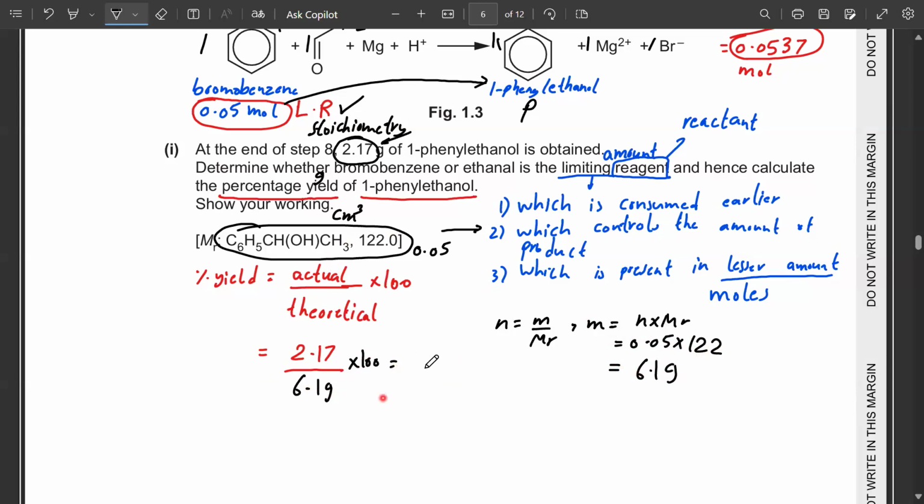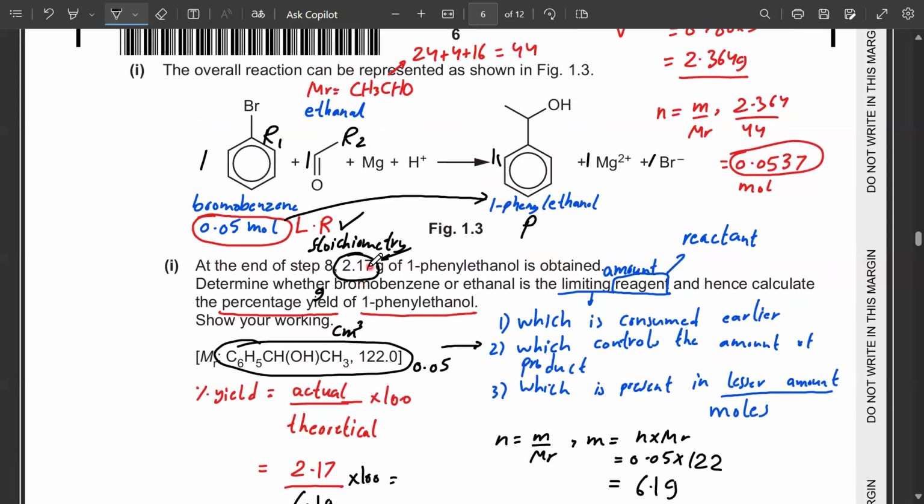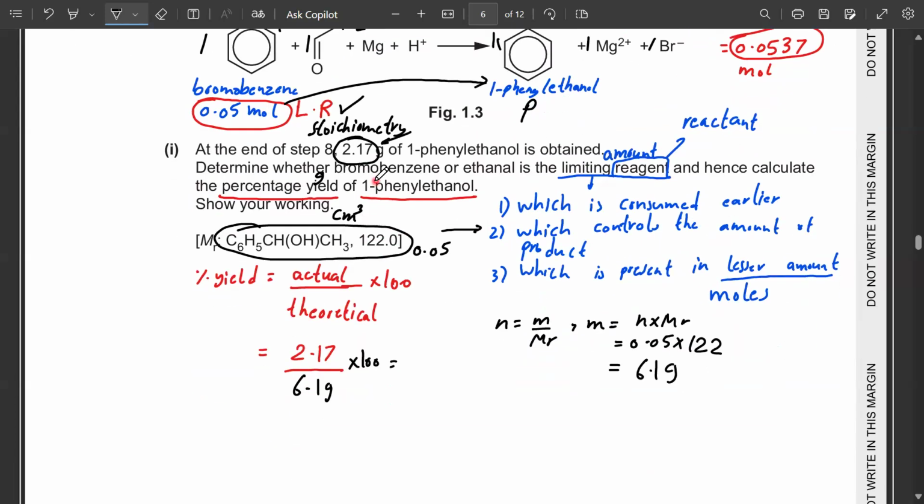Okay, so 35. Do remember how many decimal points are mentioned in the information. They have used 2.17, and this is the number of decimal points you have to use. So you will write 35.5.